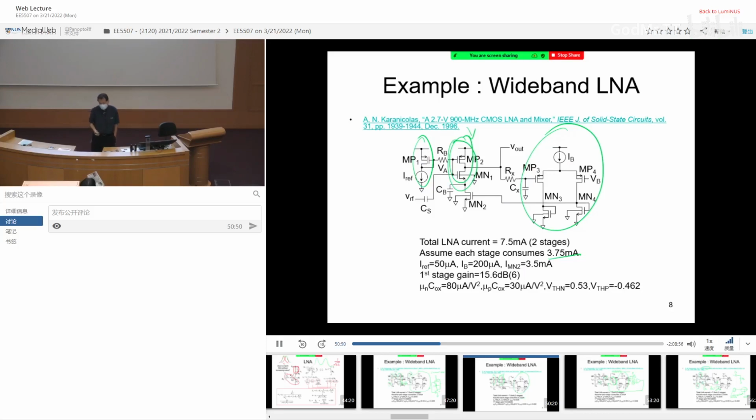So there is no right or wrong answer, just being able to justify. Now, of course, you don't stand here and say, I decided to give 0.5 milliampere to the amplifier, and the other 3.25 all to the other circuits.